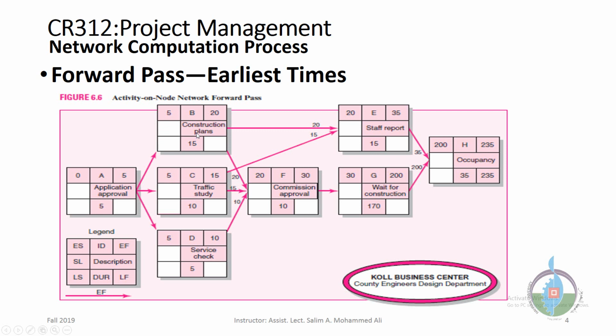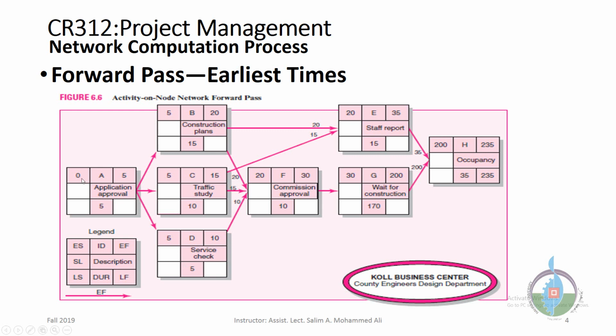Let's take B for example. B has a duration of 15 days. So we will add 15 to 5. The early finish is 20. This means B will be finished after 20 days from the start of the project. Good. Let's go to C. C has a duration of 10. 10 plus 5, the early finish will be 15, which means that C can be finished in 15 days. Okay, let's jump to D. 5 plus 5 is 10 as well, which means that D can be finished after 10 days from the start of the project.